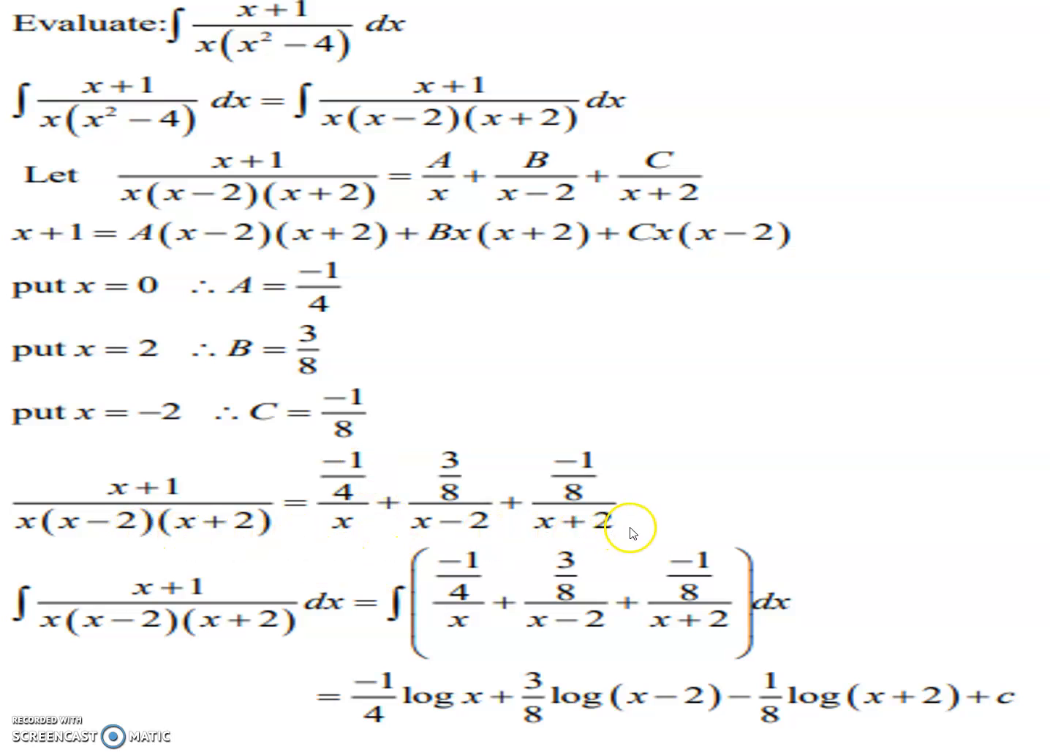We have to substitute A, B, C. We have to take the integration in this form: -1/4 times 1/x, plus 3/8 times 1/(x - 2), minus 1/8 times 1/(x + 2). Now we know that the integration of 1/(x + a) is log|x + a|. That's why the integration of 1/x is log x, the integration of 1/(x - 2) is log|x - 2|, and the integration of 1/(x + 2) is log|x + 2|. So we derive the final answer in this format of 3 terms. So in this way we solve the example.